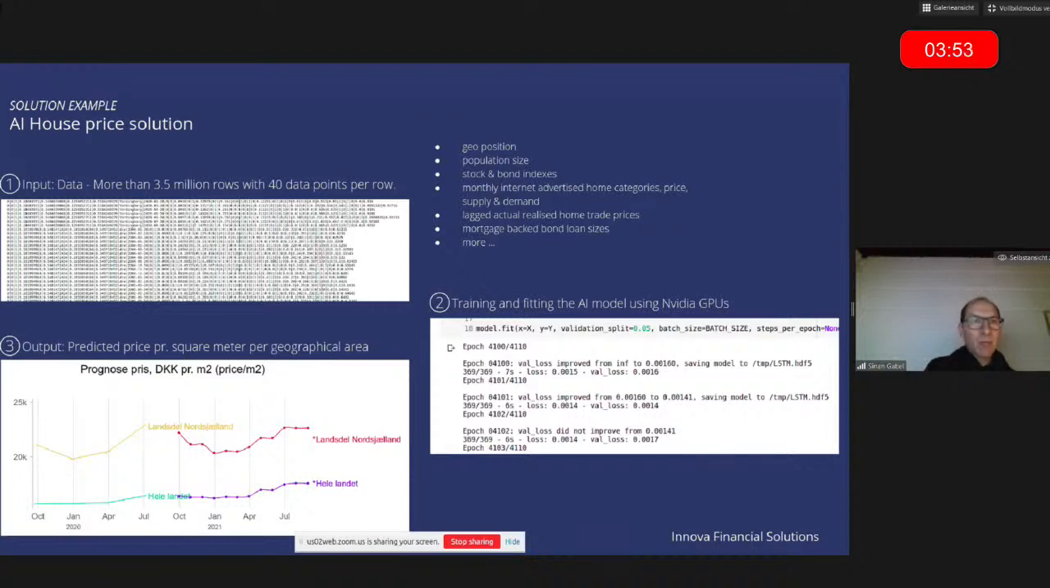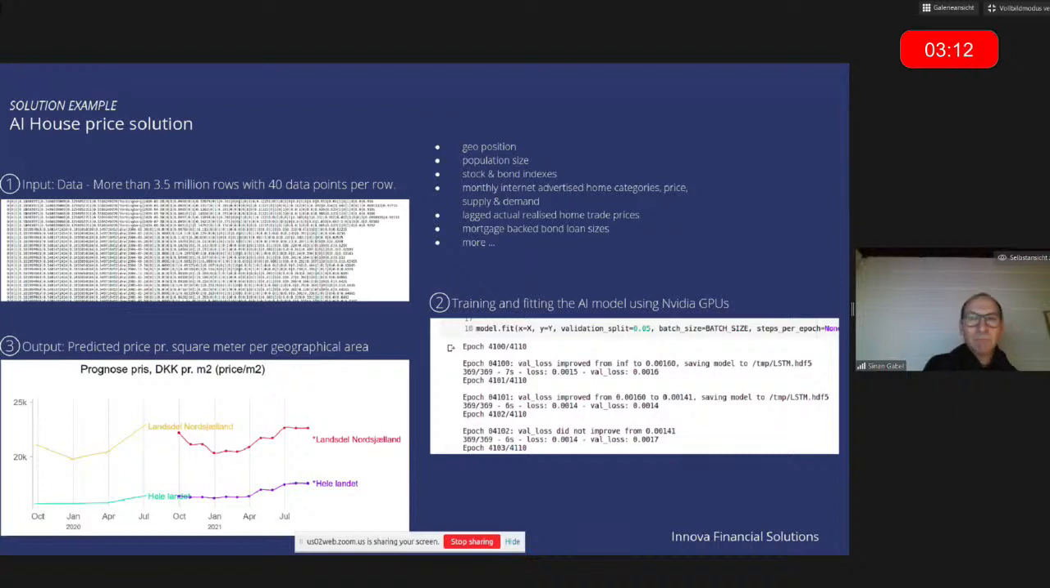So now we have the geographical areas where we use the geo positions in the model. We have the population size, we have internet advertised home prices and categories and supply and demand. We have the actual realized home traded prices that we get from the official databases, but which are up to 12 months lag. So that's why we use the internet prices, which are updated monthly. We have things like the stock and bond indexes that tell us something about the economic sentiment and the price of borrowing money.